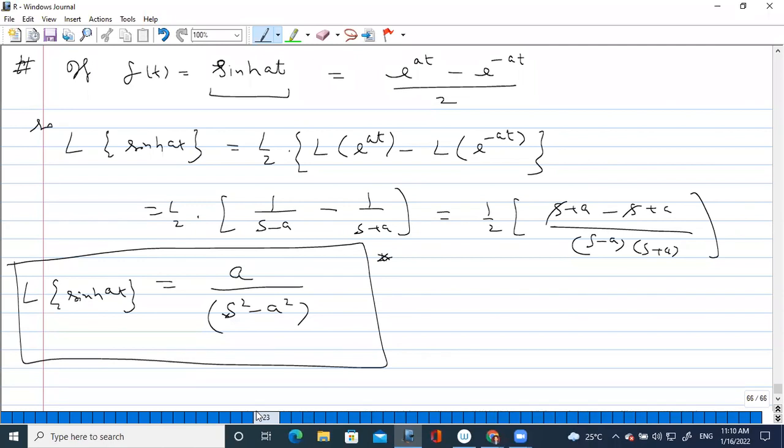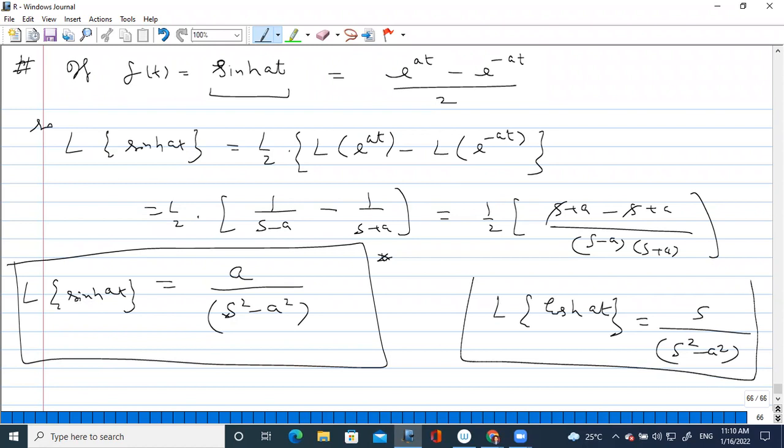So like this you can do for cos also. Okay, so I'm not doing that. You can do that. Laplace of cosh(at). For that, just here you will put plus. So once you put plus, here a will be minus, s will be plus. So it means in the numerator s will be remaining. So that is also very easy. This will be the cosh. You can do it by yourself.